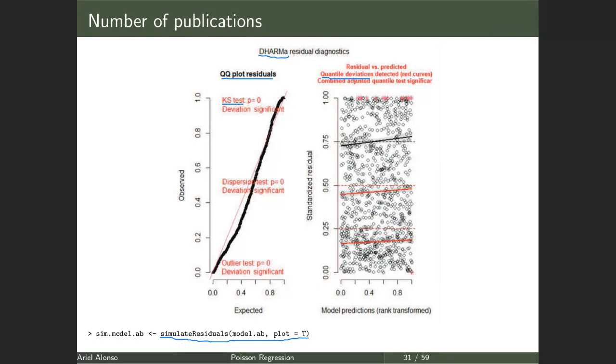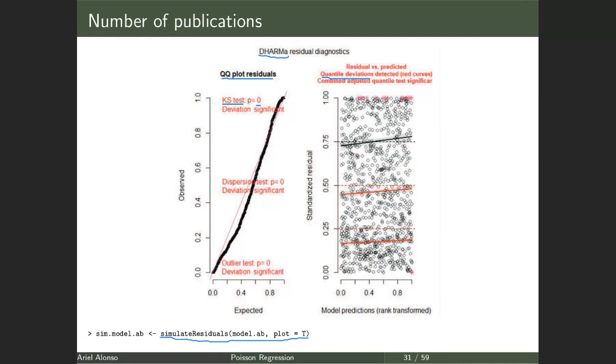And as you can see, we get a p-value of 0. So we reject the null. The residuals are not following a uniform distribution. And that's an indication of a misfit. It's an indication that the model is not capturing the main feature in the data.